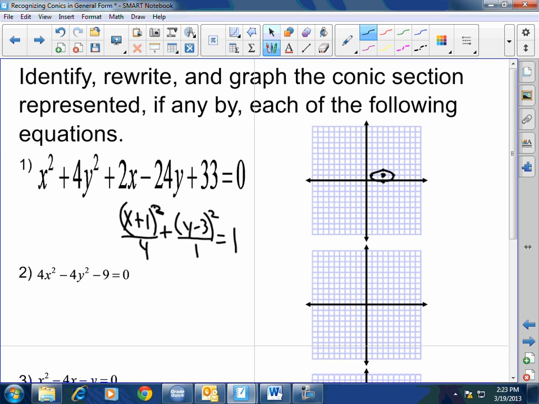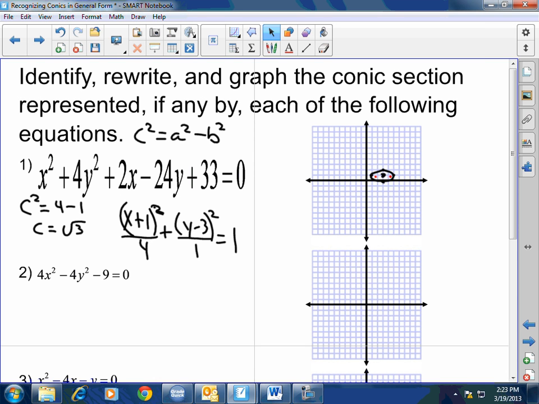Oh, but I need to find the foci. Okay, remember, c squared equals a squared minus b squared here. So c squared equals 4 minus 1. So c is going to equal the square root of 3, which is just shy of 2, right? Just shy of 2. So your foci are about there and about there. And that's that. Does that make sense, guys?